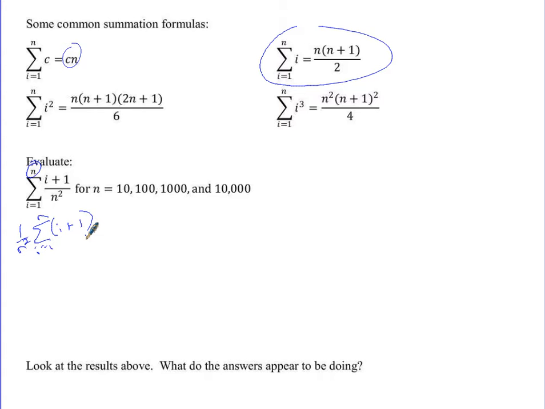Okay? Now we have this other property that says if I'm adding two things together in a summation, or subtracting them, but in this case I'm adding them, then I can split that into two separate summations. Okay? So I'm going to do that. I have the 1 over n squared sitting out front, and I've split this summation now into the sum of i plus the sum of 1.